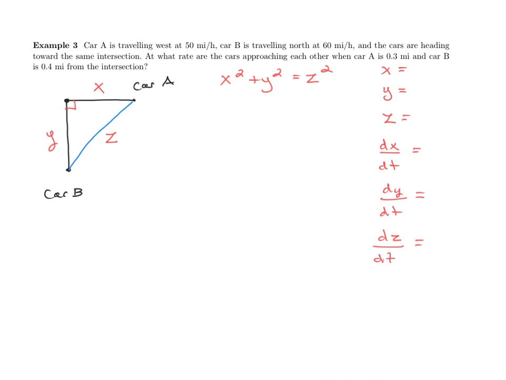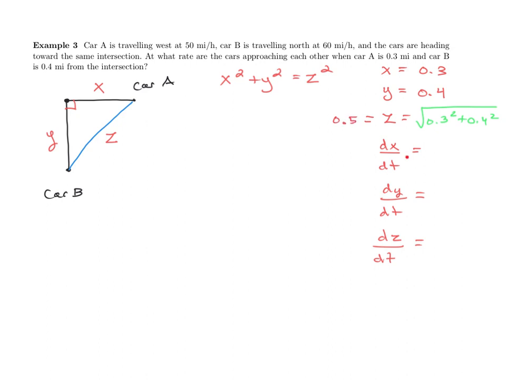Well, I think we know x and y. We want to know what's happening when car A is 0.3 miles from the intersection and car B is 0.4 miles from the intersection. So that's got to be x and y. So I'll put in 0.3 and 0.4. And if you need to know z, well, here's an equation that connects them. You can put 0.3 here, 0.4 there, and solve for z. z is equal to the square root of 0.3 squared plus 0.4 squared. And I know that is equal to 0.5.